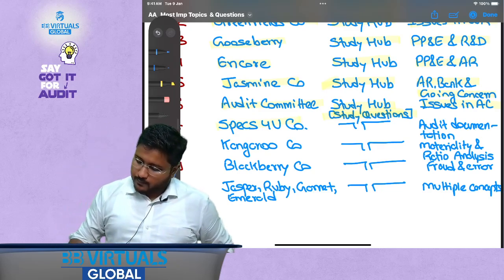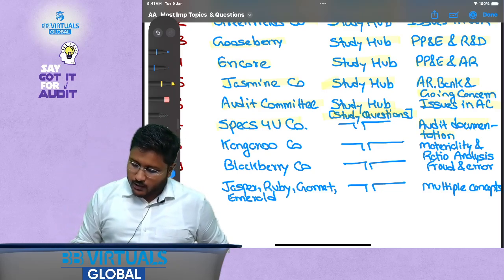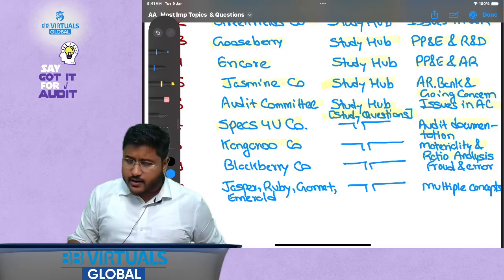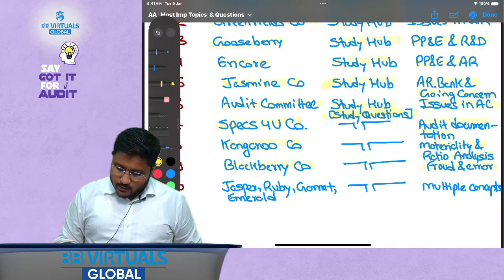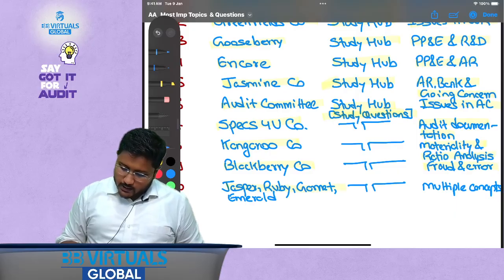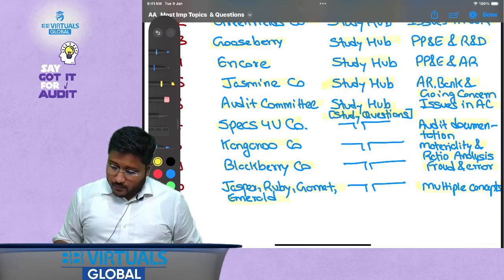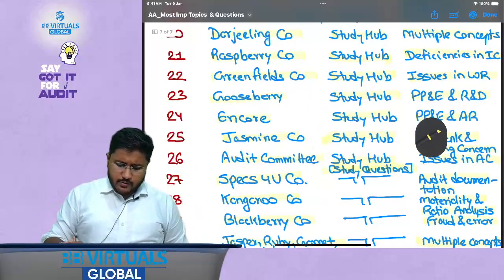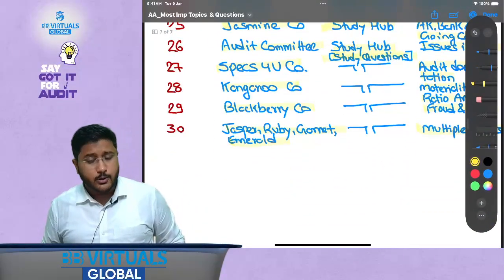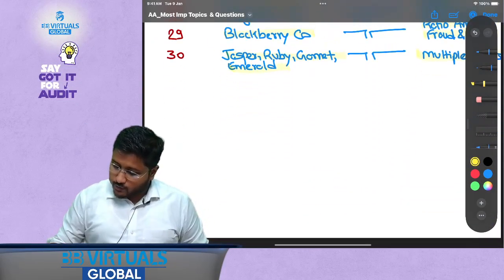Now specs for you company, this talks about audit documentation. Kangaroo Company, this talks about materiality and ratio analysis, we have already discussed. Blackberry Company, this talks about fraud and error. Jasper, Ruby, Garnet and Emerald, this talks about multiple concepts, and that is why this is one of the most important questions. How many questions we have selected in total in descriptive type? 30.